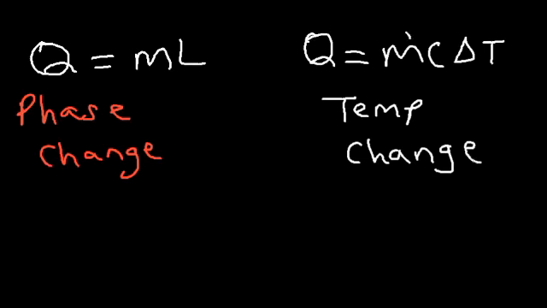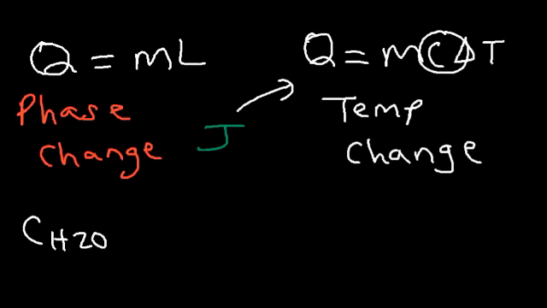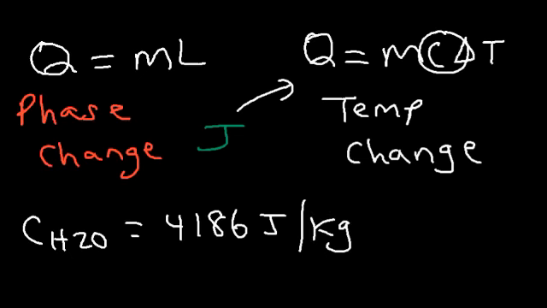So M represents the mass in kilograms. Q is the energy. It can be in joules or calories. And delta T is the change in temperature in Celsius. You could also use Kelvin. The answer will be the same. And C is known as the specific heat capacity. The specific heat capacity for liquid water is about 4,186 joules per kilogram per Celsius.